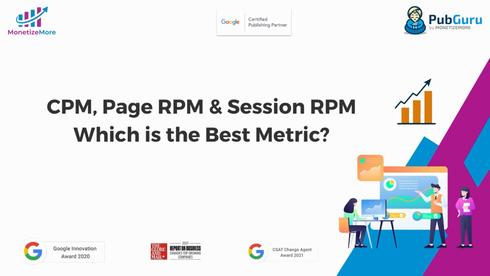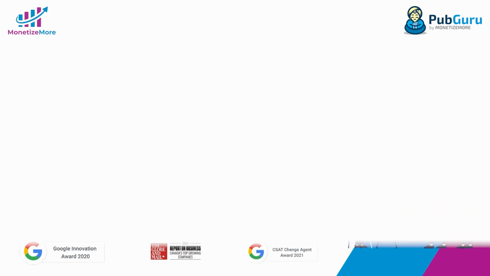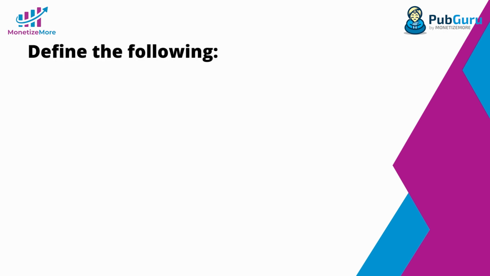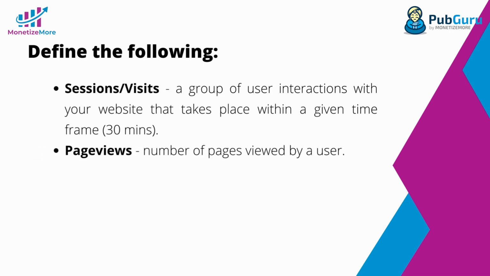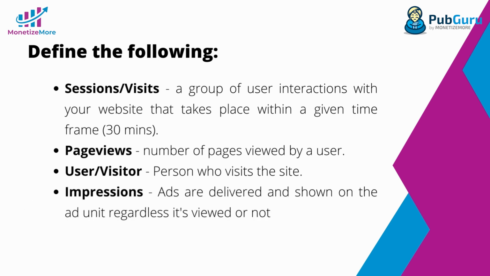Before we dive into each metric, I would like to discuss some basic definitions of the following terms. Sessions or visits is a group of user interactions with your website that takes place within a given time frame. Page views, of course, are a number of pages viewed by a user. User or visitor is a person who visits the site. Impressions are ads that are delivered and shown on the ad unit, whether they are viewed or not. And lastly is revenue, which is the earnings of the publisher.